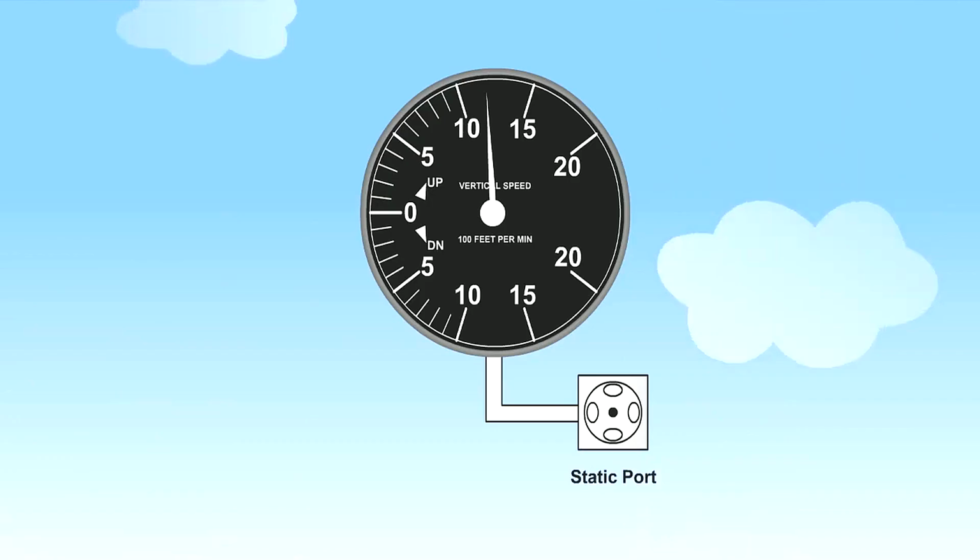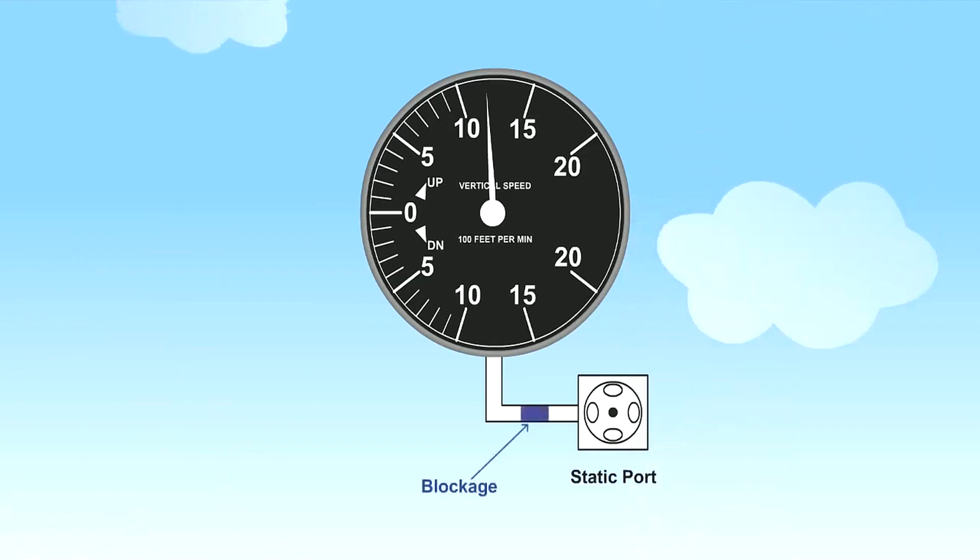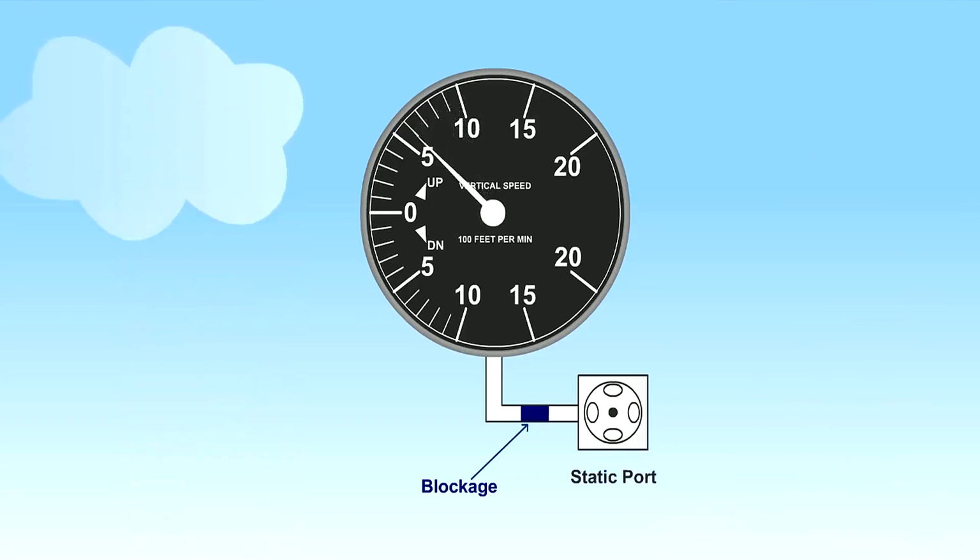Instrument, position, maneuver-induced and time lag errors are all to be expected in a normally functioning VSI. When considering the VSI, however, a blockage or leak constitutes a malfunction and should be viewed as such. A blockage in the static source will result in the VSI ceasing to function.